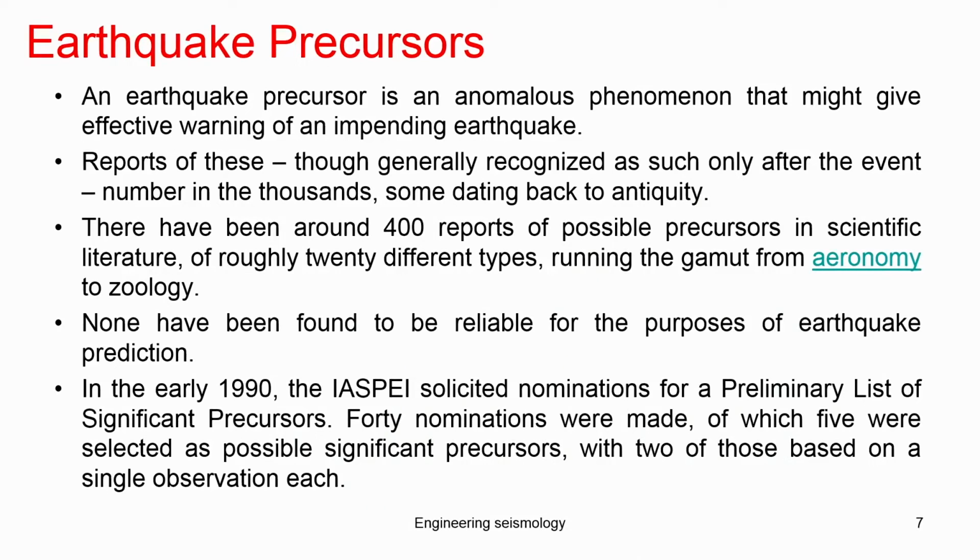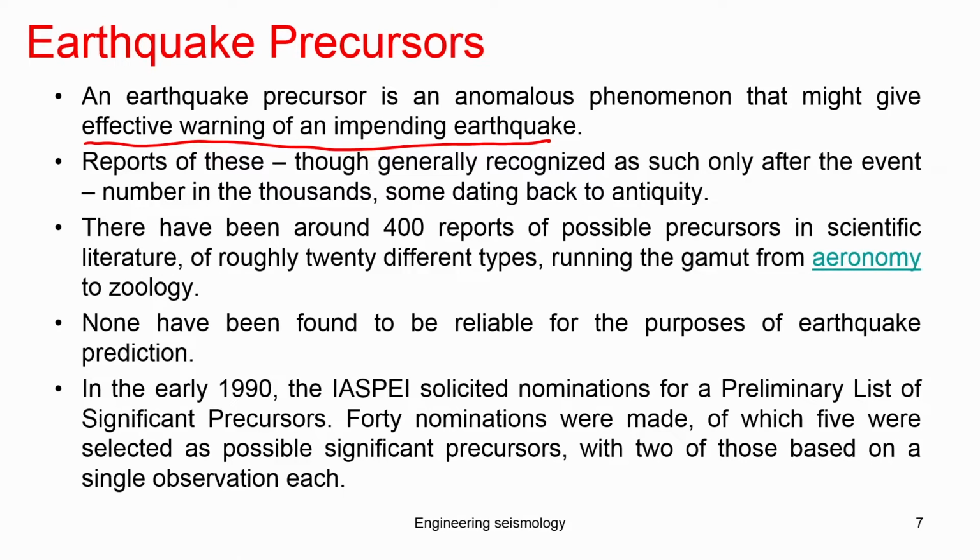So they call these earthquake predictors earthquake precursors. An earthquake precursor is an anomalous phenomenon that might give an effective warning of the expected earthquake. So there are some precursors which tell us that this kind of earthquake is going to occur. Reports of these are generally recognized only after the event, numbering in the thousands, some dating back to antiquity. There have been about 400 reports of possible precursors in the seismic literature.